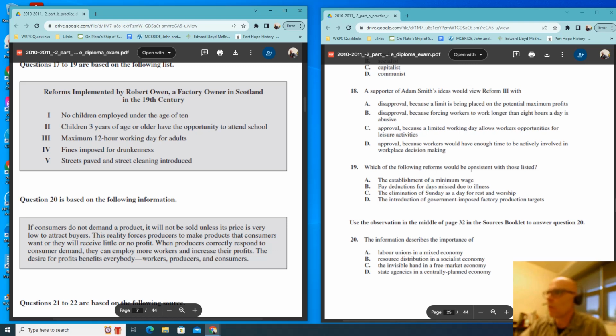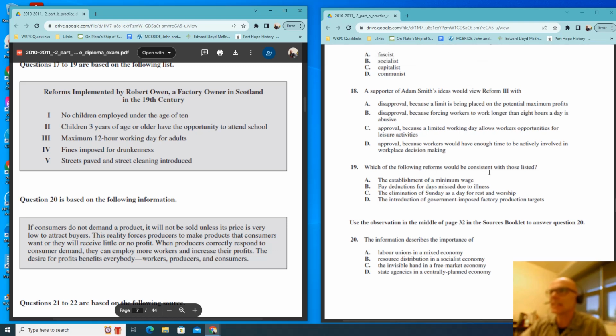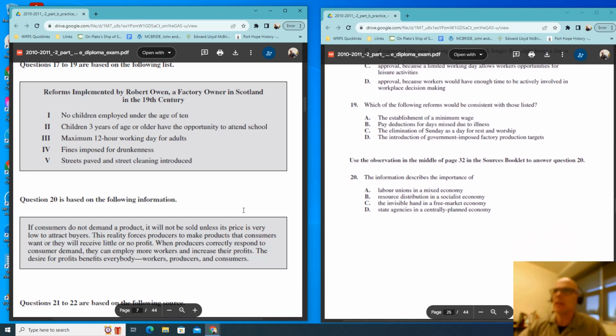Which of the following reforms would be consistent with those listed? All of these socialist interventions. The establishment of a minimum wage. Absolutely. That would be consistent. Pay deductions? No, these are helping the workers. So that wouldn't work. The elimination of Sunday? That doesn't help the workers. Introduce government-imposed factory production targets. Again, yes, that's bigger government, but it's missing the point. The point of these reforms is it's helping the people, the workers. The only one that helps the workers is A. It's got to be A.